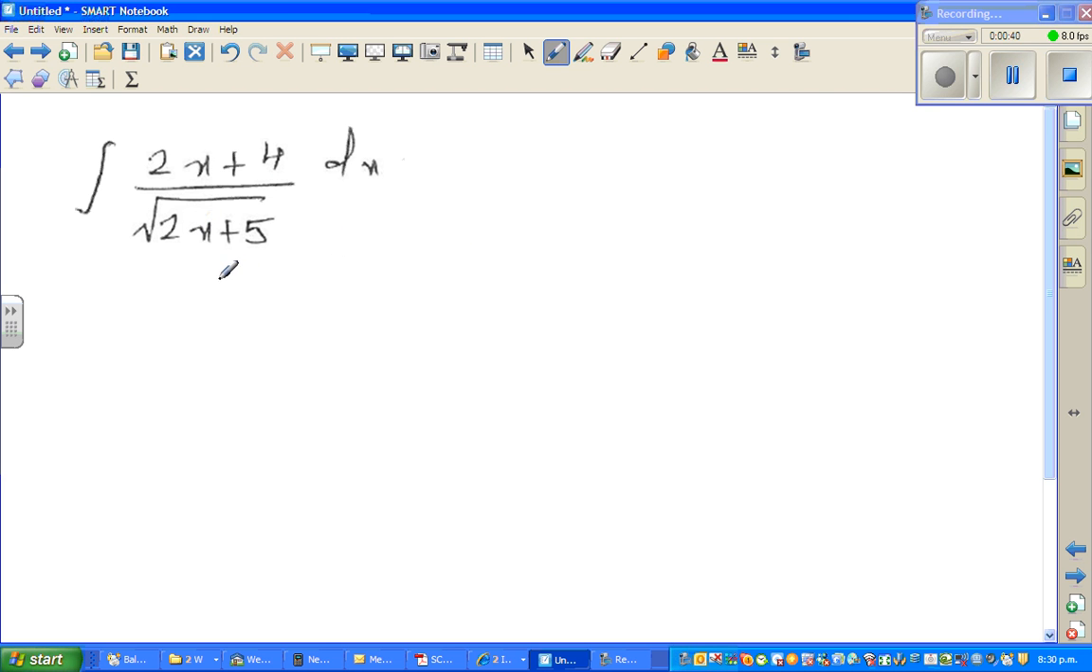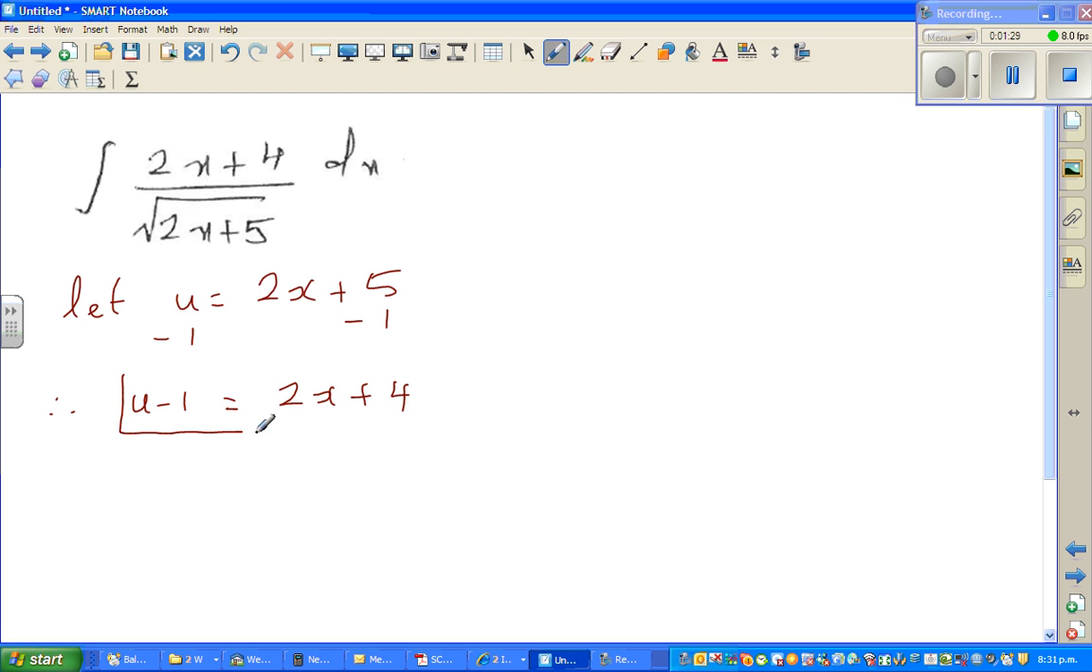So let's get started. This is an example of u substitution. Let u be equal to the inside of the radical, the denominator function. So u is equal to 2x plus 5. Now the next step is very interesting. How can I change this to this? If you look clearly, you can see this is 2x plus 5, and this is 2x plus 4. So what can I do to make it 2x plus 4? You take away 1 from this side. Therefore, I can say u minus 1 is nothing but 2x plus 4.